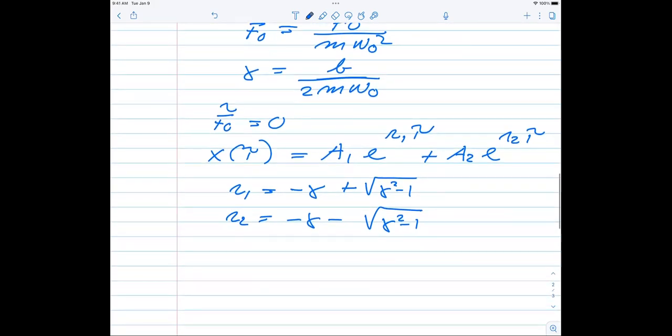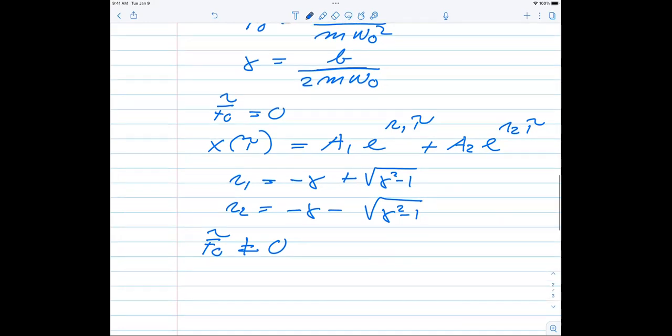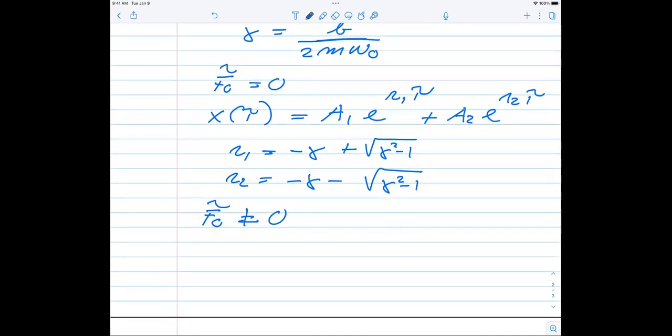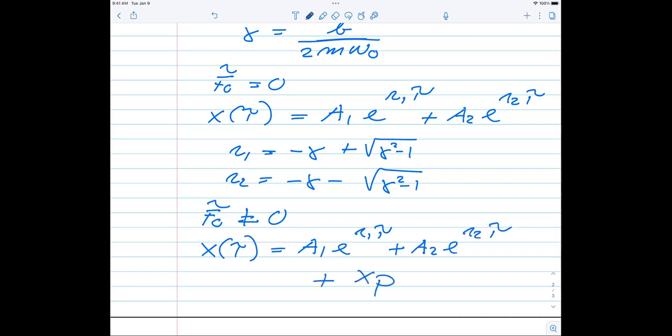If we now add this F0 and assume that it is different from 0, this is what we're going to look at after spring break, we're going to derive it. But now I'm just going to give you the solution, and I hope you don't get offended, because then we can have something to look at after spring break. So x of tau is going to be equal to the original a1 of e of r1 of tau plus a2 of e of r2 of tau. And then it's going to have a particular solution, xp of tau.